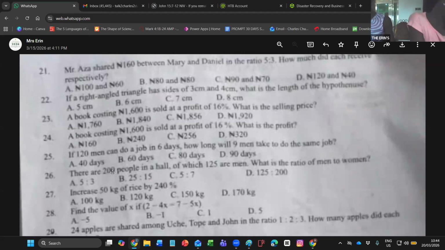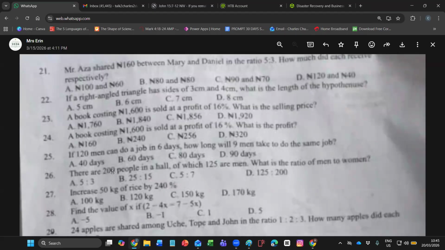Faith, do you want to help us? What type of proportion question is this? Direct. Faith, are you sure it's direct? Remember, indirect, when one quantity increases, the other one decreases. No, it's inverse.